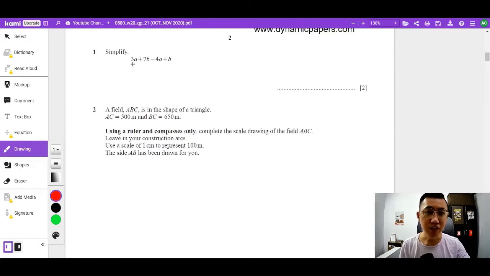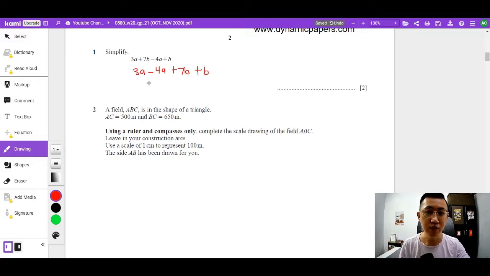Simplify 3a plus 7b minus 4a plus b. I can see that it's actually a 2 marks question, so that means you have to show working. So I will definitely put those with a in front first. So minus 4a, you copy. 7b, just rewrite, making sure you place it like this. Then you're going to solve and simplify.